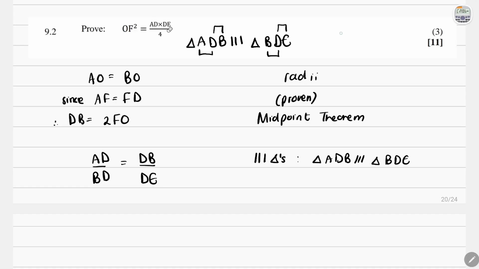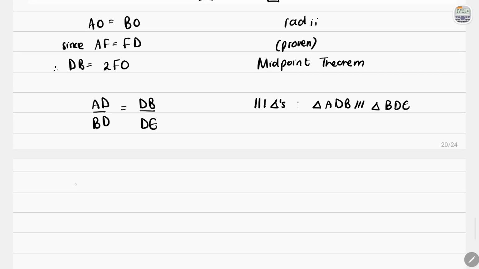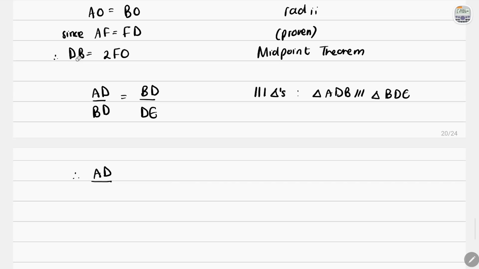Now you see that in their proof, they don't have DB, right? And that's because they clearly replaced it with FO, but specifically 2FO. We've shown that DB is equal to 2FO because of that midpoint theorem. So in place of DB, we'll replace that. So this is now AD over BD. Let's just leave it as BD. So we'll replace that with 2FO is equal to, there's BD again, 2FO over DE.